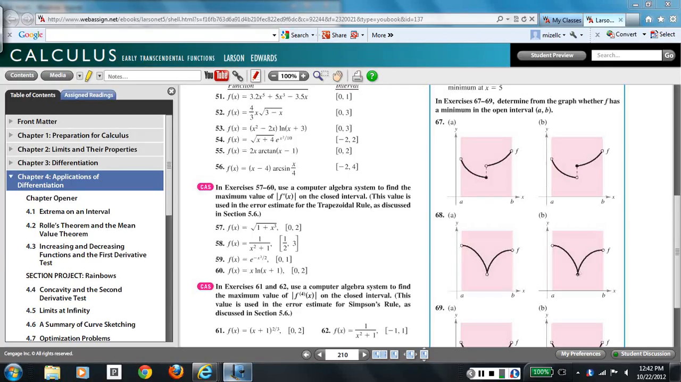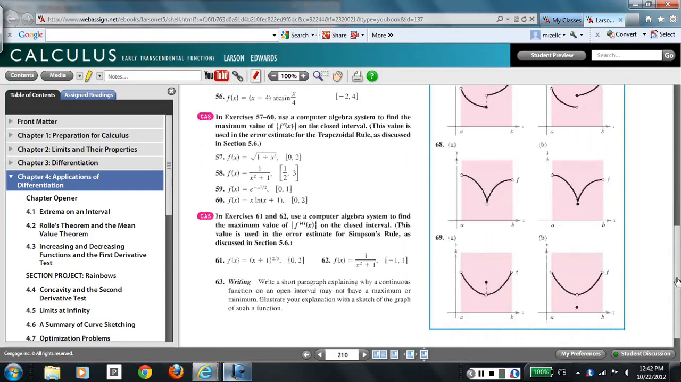The answer is yes for the next one because it's a solid dot. The y-coordinate of that point is the minimum value of the function on the interval. So that makes the difference there. What about, I could suggest 67 and 69 as problems for you to think about. But let's look at this problem 69 right there.